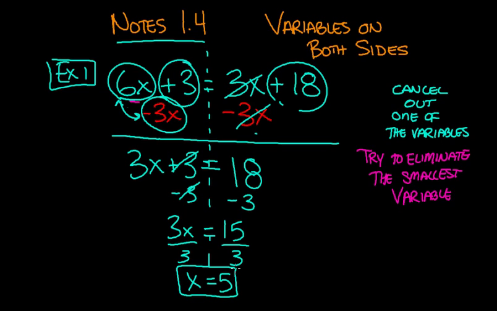The variable is isolated, and it also happens to tell me the answer. Way back up here in the beginning, we were freaking out because there are x's on both sides. That's okay. Just get rid of one of them. Doesn't matter which one.